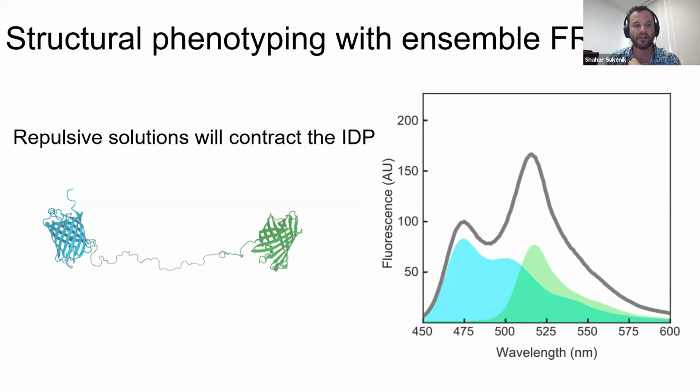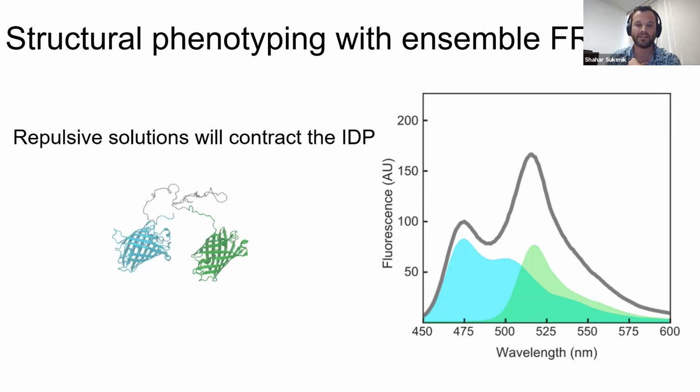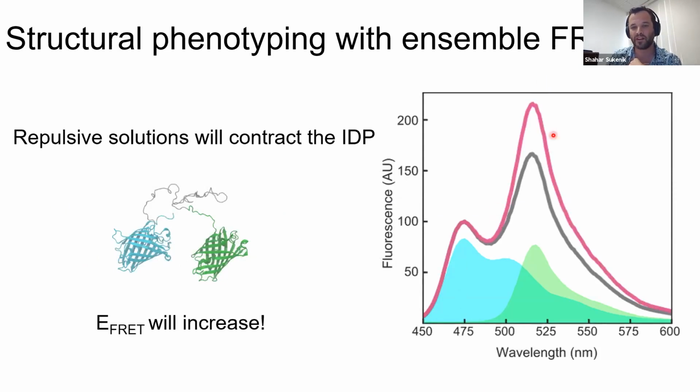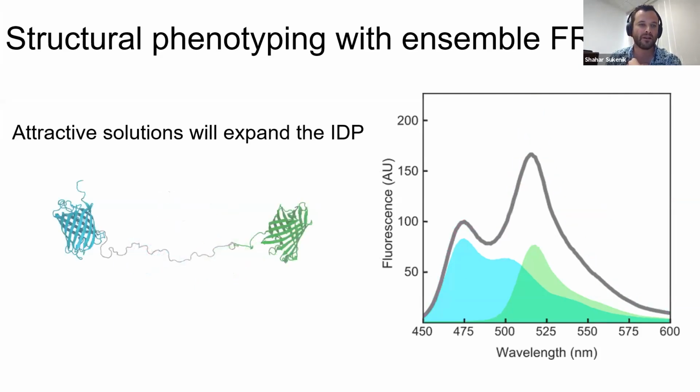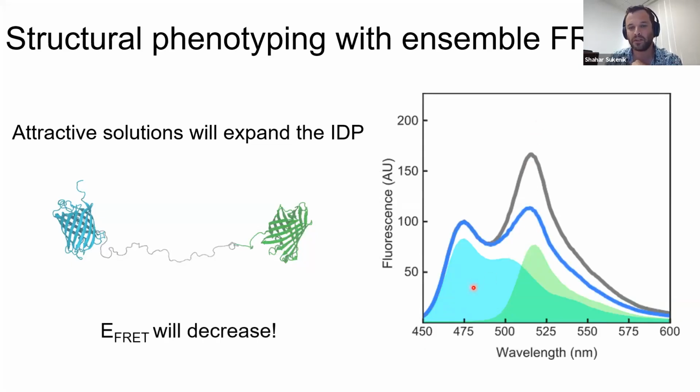And so if the solution is repulsive and contracts the sequence, for example, what we're going to see is that the acceptor fluorescence increases, and vice versa if the solution expands the sequence. So the acceptor emission is going to decrease. And so what we're going to be measuring is this E-FRET or FRET efficiency, which is essentially the fraction of photons emitted from the acceptor over all the photons emitted total.